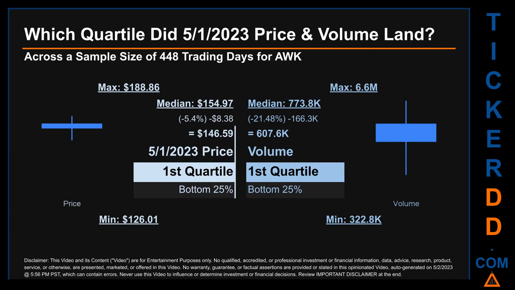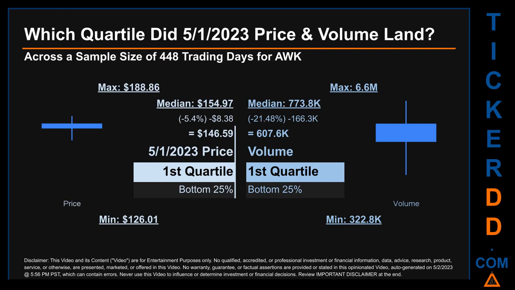Which quartile did the 1st of May 2023 price and volume land? Across a sample size of 448 trading days, the maximum end-of-day price for AWK was $188.86 while the minimum was $126.01. Within that price range, the 1st of May 2023 price, of $146.59, landed within the first quartile, meaning it was within the bottom 25% of all sampled end-of-day prices.